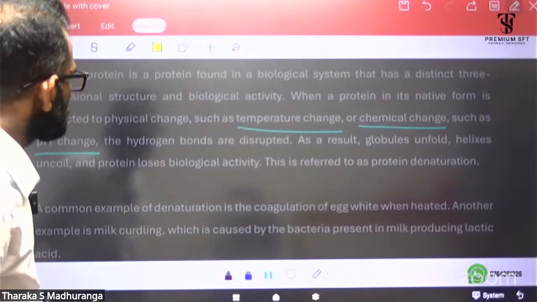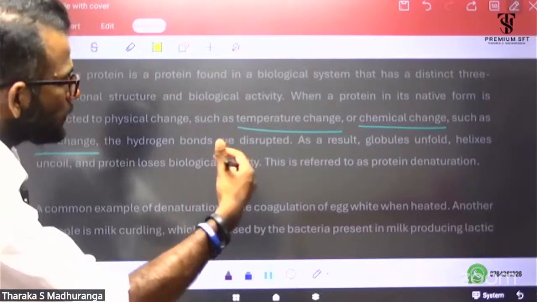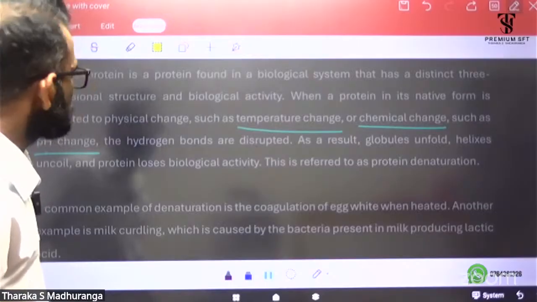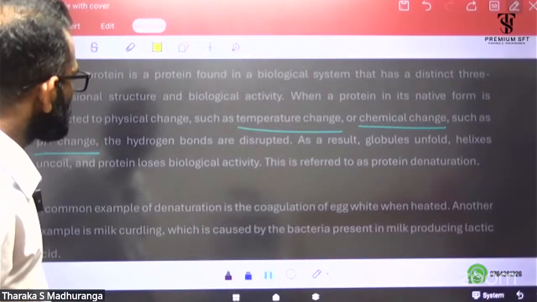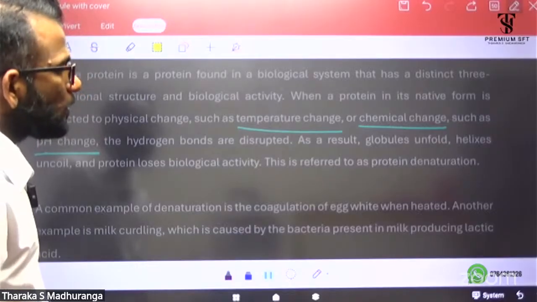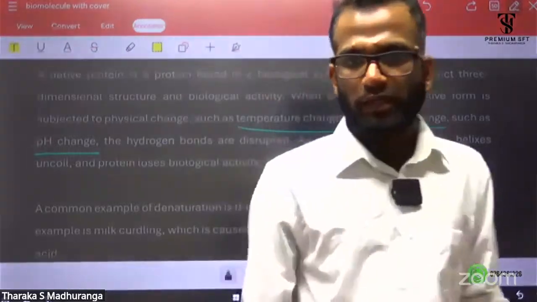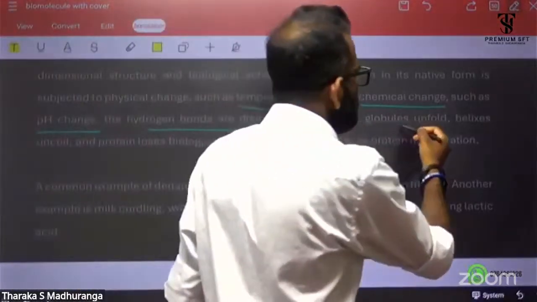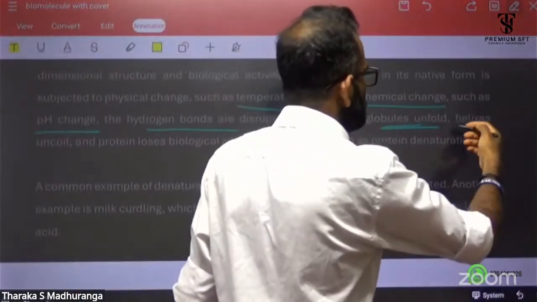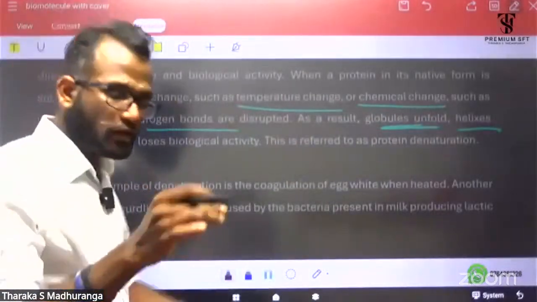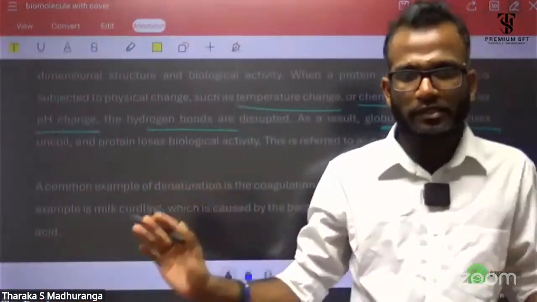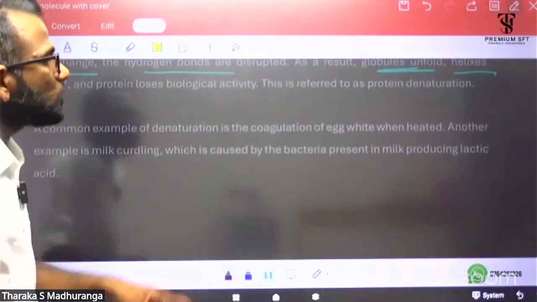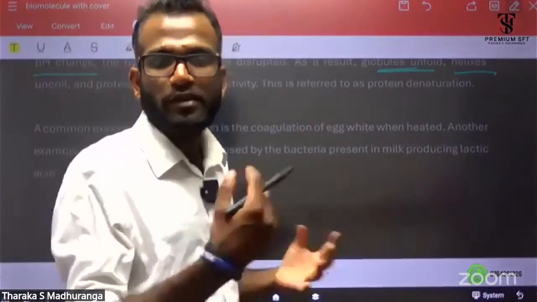Hydrogen bonds are disturbed. Due to denaturation, hydrogen bonds break down, globular structures unfold and helices uncoil, and the protein loses biological activity. This is referred to as protein denaturation. But remember, the primary structure, the sequence, the order cannot be changed. The common example for protein denaturation is coagulation of egg, converted permanently to solid.